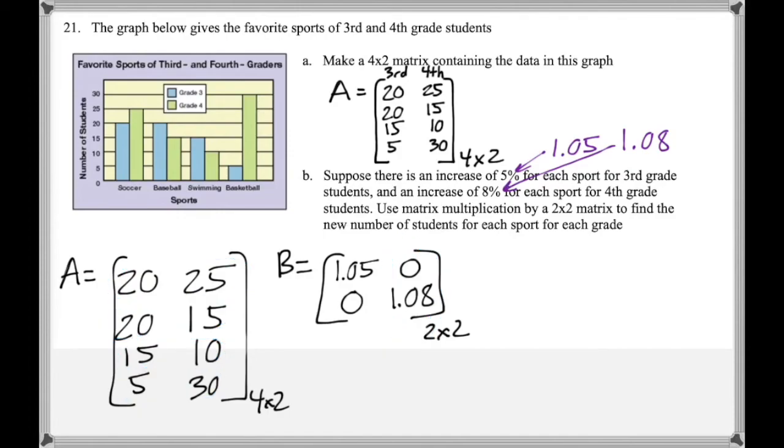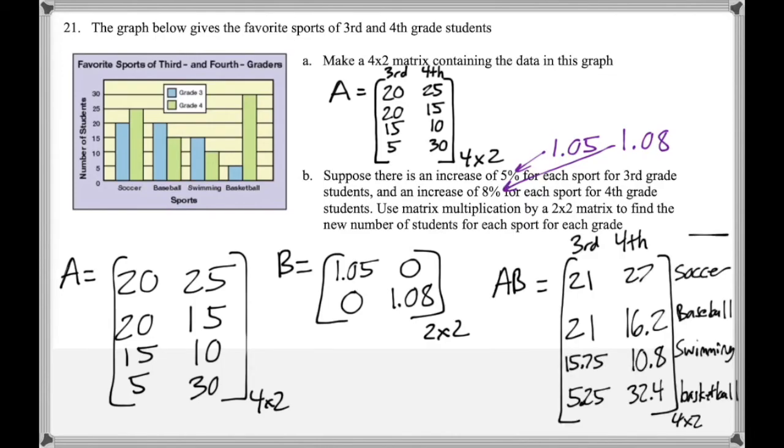So let's multiply these two matrices now, and this will be our final answer. So 21, 27, 21, 16.2, 15.57, 10.8, 5.25, and 32.4.